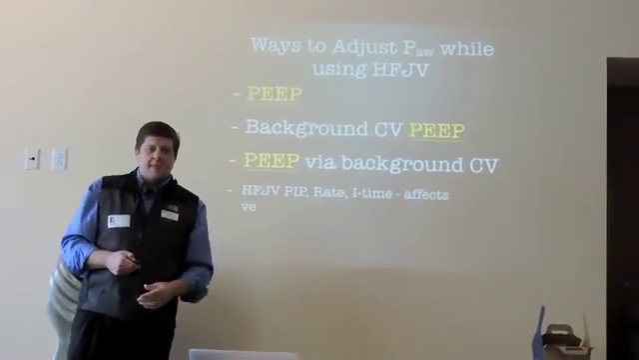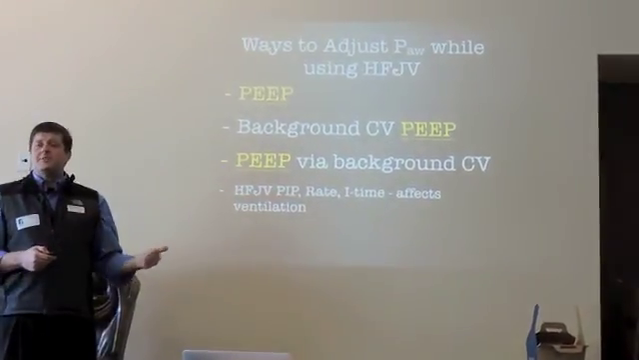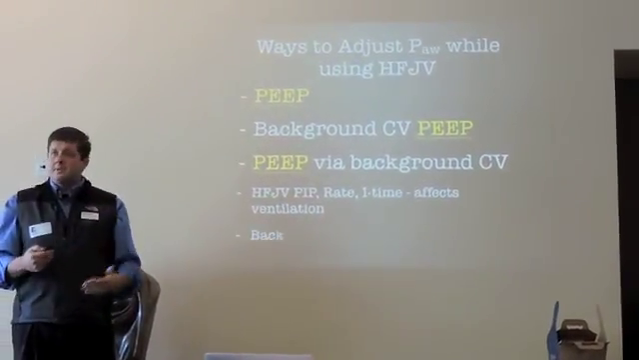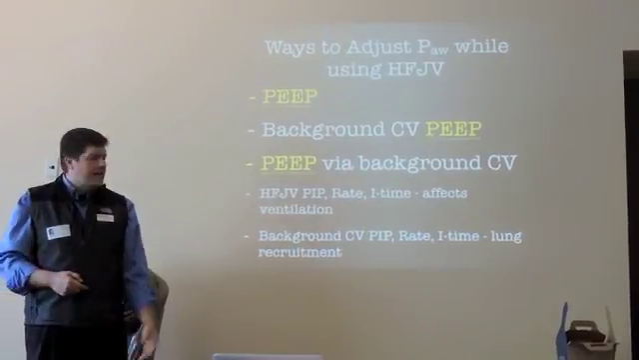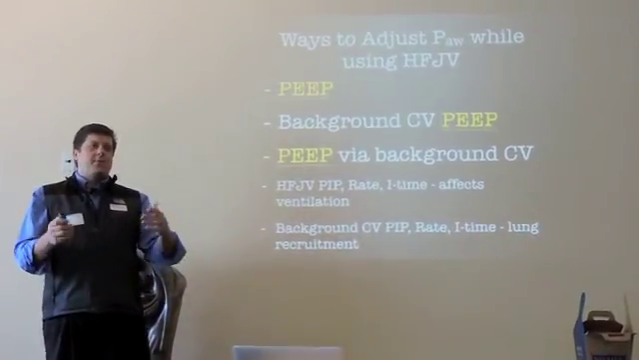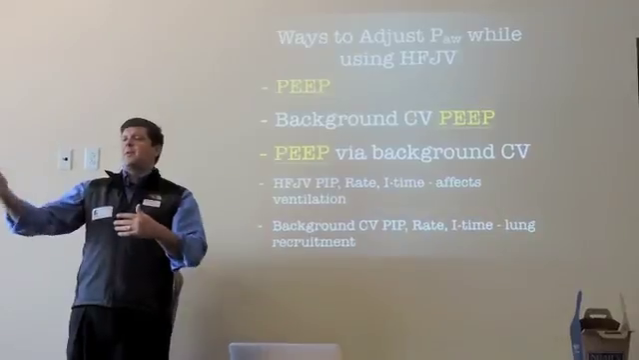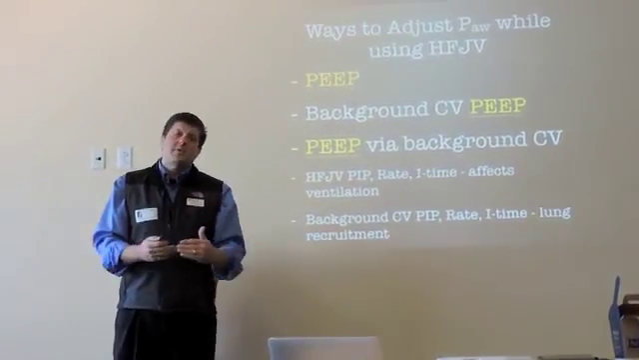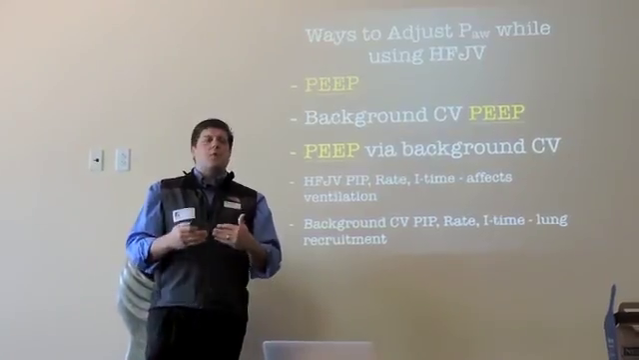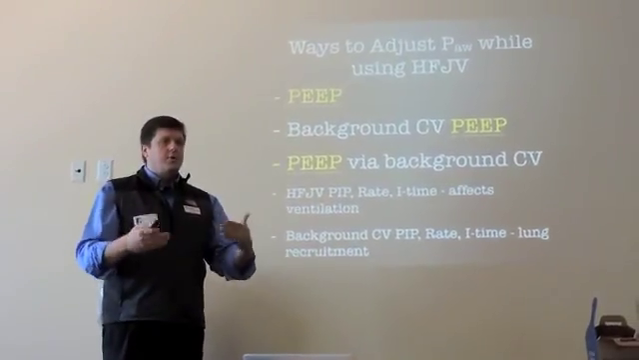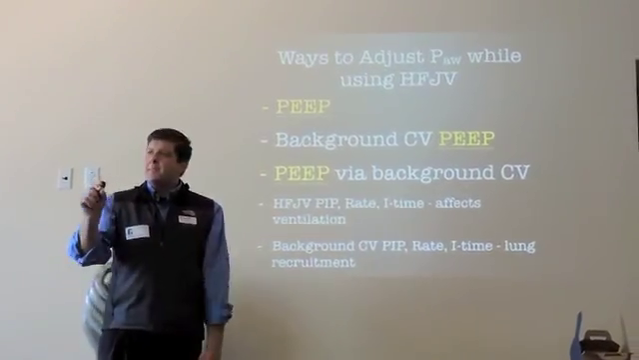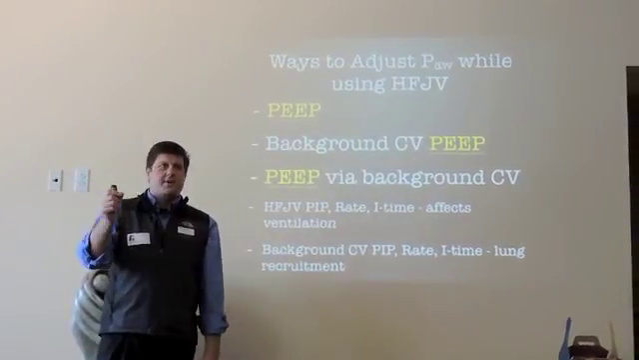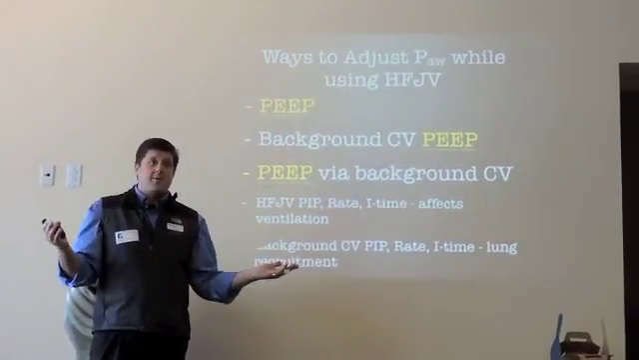Now, if we change any of our other jet settings, the pressure, the rate, does that affect mean? Yeah, it sure does. If you're at a background rate of 0 and then all of a sudden you have a background rate of 5, is that going to change your mean? Yes, it will. So in order to get your mean airway pressure back to where you need it to be, use PEEP. PEEP is the mean adjust knob on an oscillator. It does the exact same thing, right?